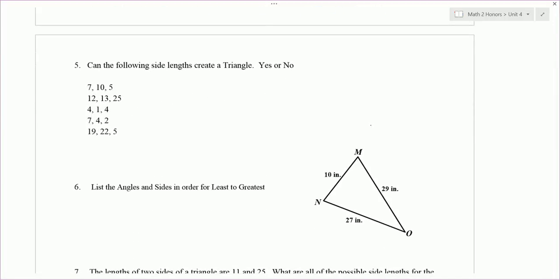Can the following side lengths create a triangle? Yes or no? The quick and easy way is when you're given 3 numbers or 3 possible side lengths, take the 2 smaller side lengths, add them up, and make sure they're larger than the largest side length.